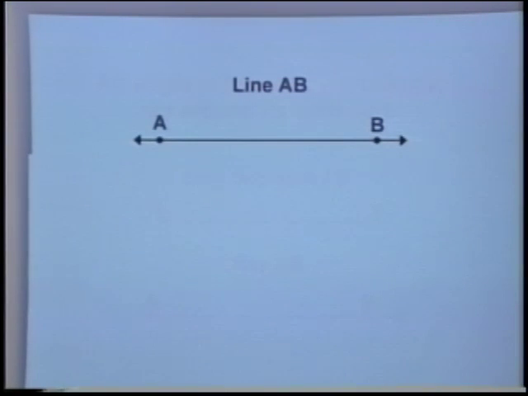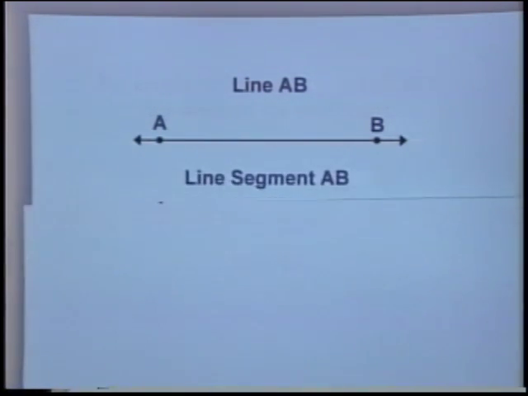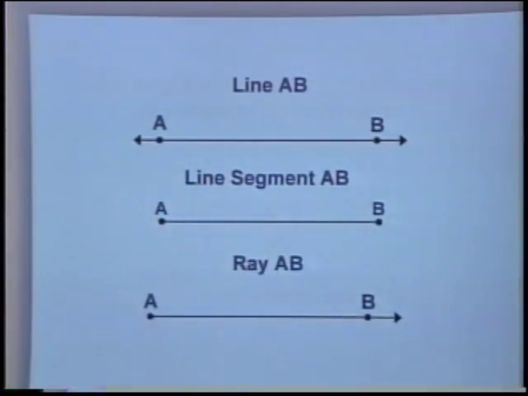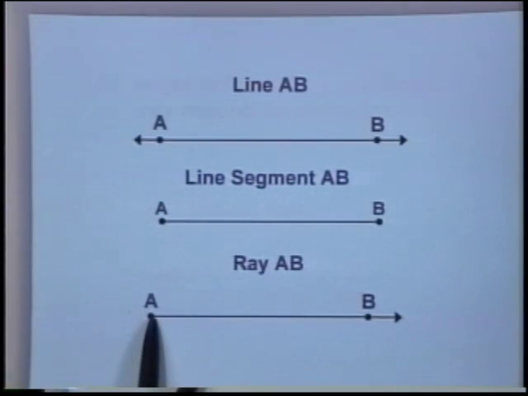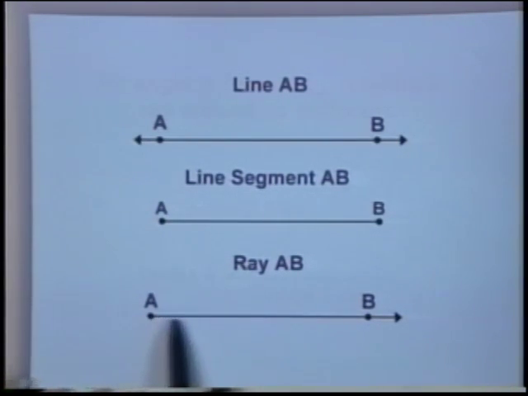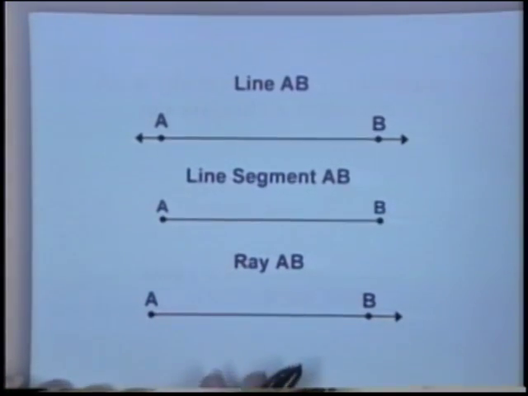If we only want to talk about the part of the line between A and B, then we call it line segment AB. And if we want to begin as an endpoint with point A and extend the line infinitely to the right through point B, then it's called ray AB.